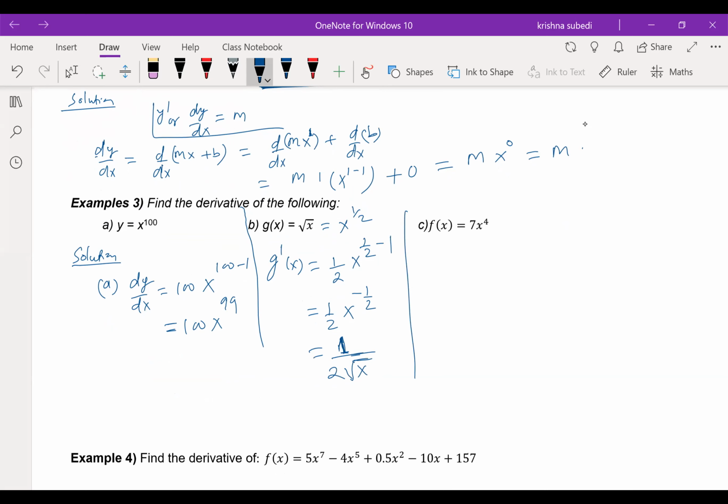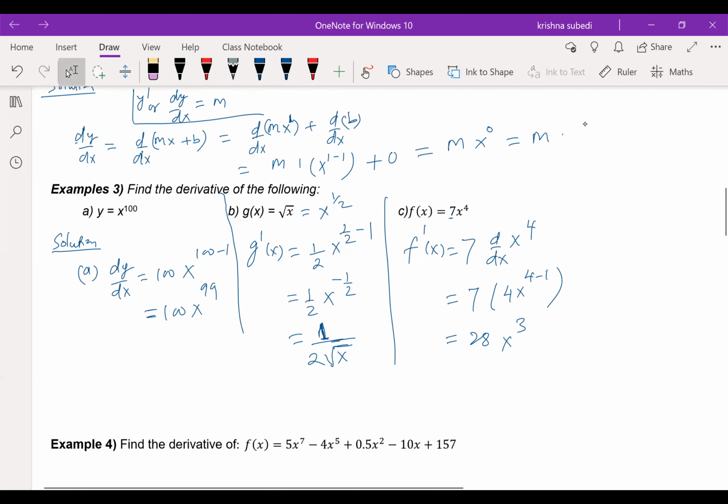In the same way, let's look at this. So here we have a constant times x power. The constant is 7, times x power 4. So the derivative will be 7 and the derivative of this x power 4, using that constant times function rule. So we're going to get 7 times 4x raised to power 4 minus 1, which gives me 7 times 4. You can write 7 times 4 is 28, x raised to power 3.